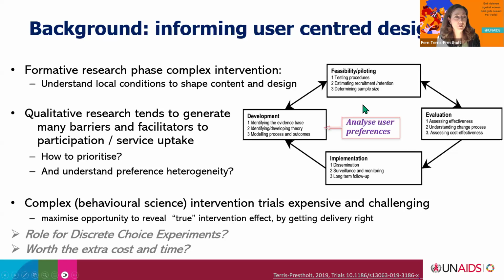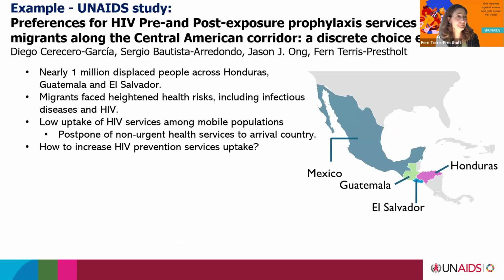I'm going to talk about intervening at the development phase of this process of intervention and trials. So I'm going to show you an example of work that we've been doing along the migrant corridor. There are nearly 1 million displaced people between Honduras, Guatemala, and El Salvador alone. Migrants face heightened risk, including infectious diseases and HIV, as many of you out there probably are well aware.